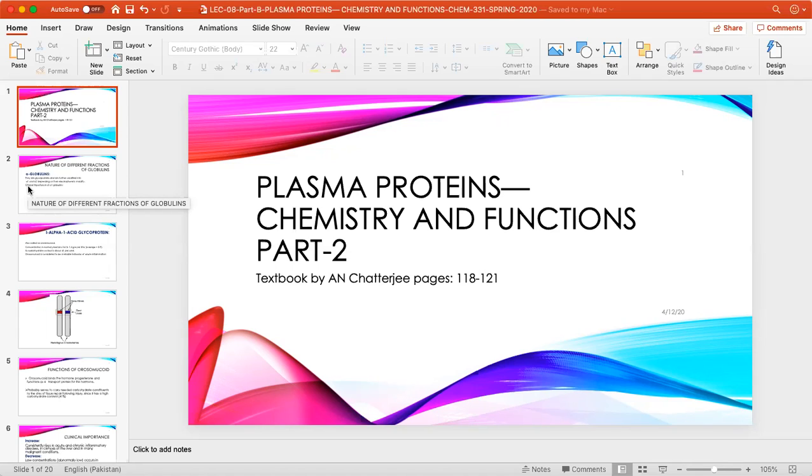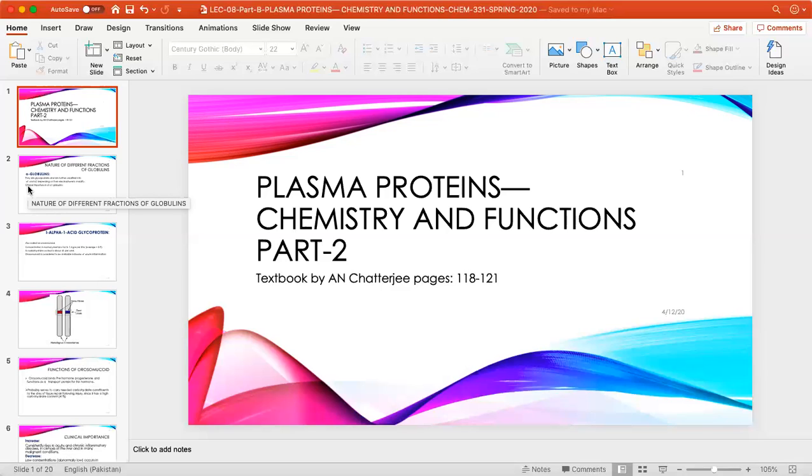The second kind of globulin is alpha 2 globulin. There are 2 types. Number 1 is ceruloplasmin. Number 2 is haptoglobin. Then there is a third kind of globulin known as beta globulins. It is further divided into classes. Number 1 is the beta lipoproteins, which is abbreviated as LDL. Number 2 is the transferrin. Number 3 is the C-reactive protein. Number 4 is the hemopexin. Number 5 is the C1q.